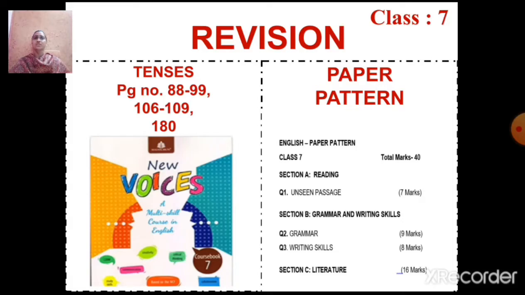Sairam students, today we are going to do revision on tenses, which is there in your New Voices textbook in page number 88 till page number 99, then in page number 106 to 109, and then in page number 180. Along with this, we are also going to discuss your paper pattern, that is your English paper pattern. So all of you be ready with your pen, notebook and with your New Voices textbook.